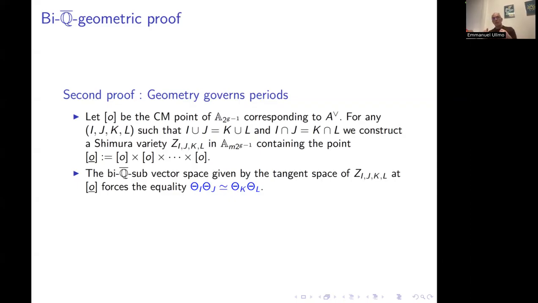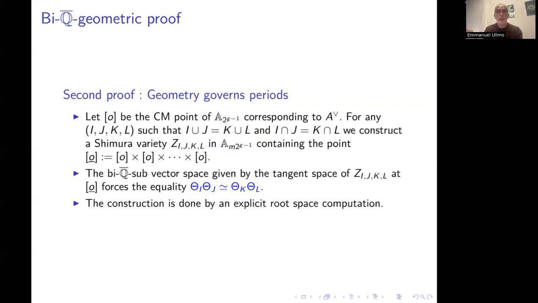And if you knew the Hodge conjecture, the Hodge relations that we were able to find would be explained by some algebraic subvarieties of powers of A. But here you find something geometric explaining the same relations. So I have to finish quickly.